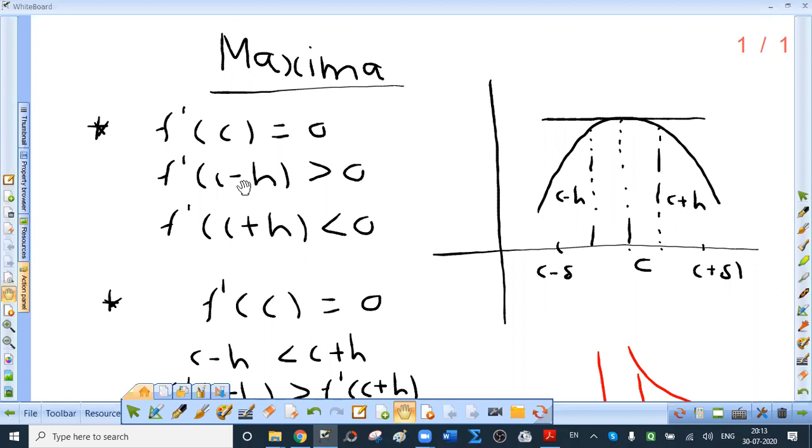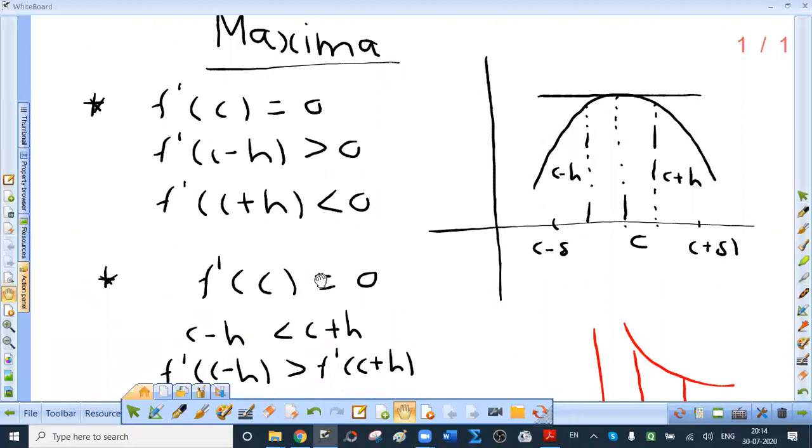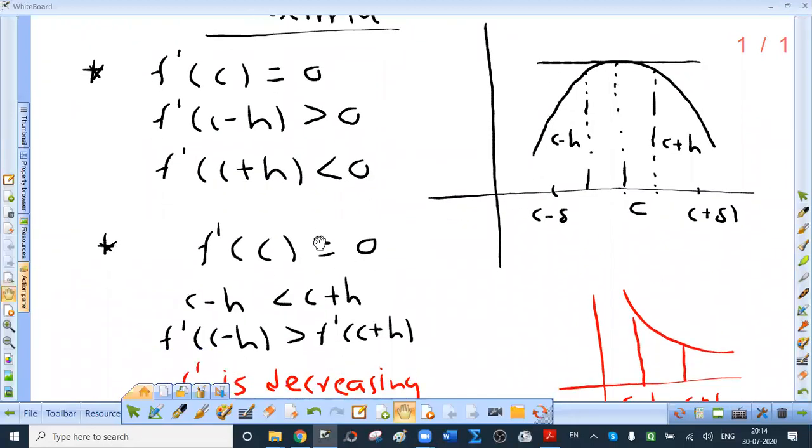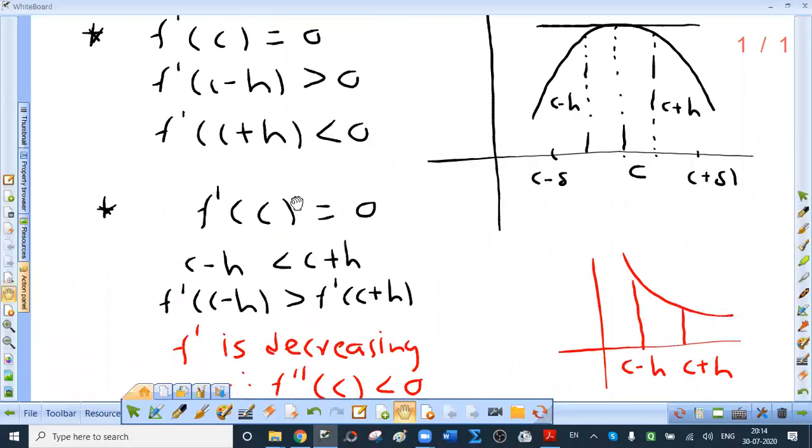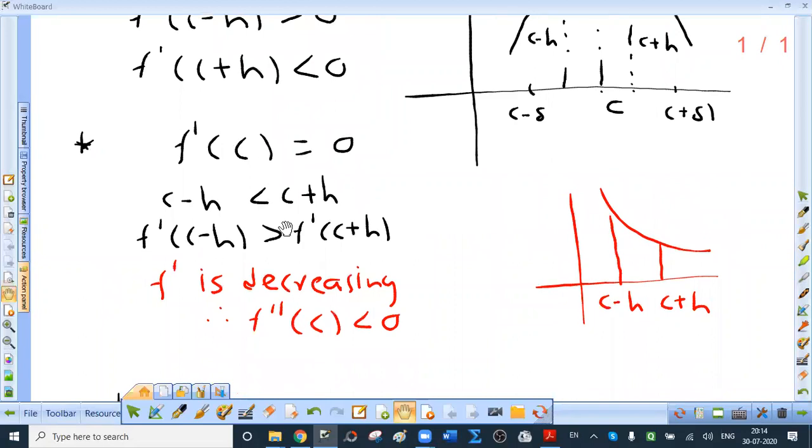A function y equal to f(x) is said to have the maximum value at x equal to c if f dash of c equal to 0, f dash of c minus h is greater than 0, and f dash of c plus h is less than 0. Okay, so this is the first derivative test. Let us discuss the second derivative test. This part is again interesting.